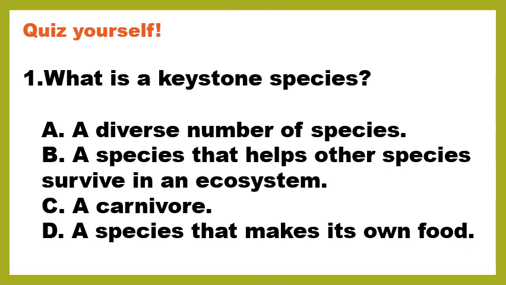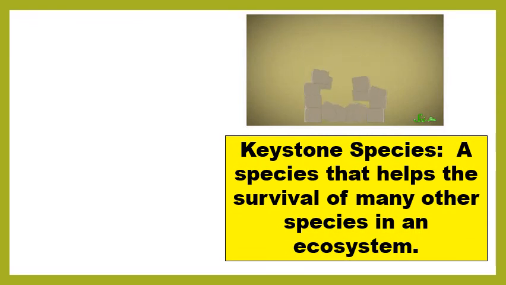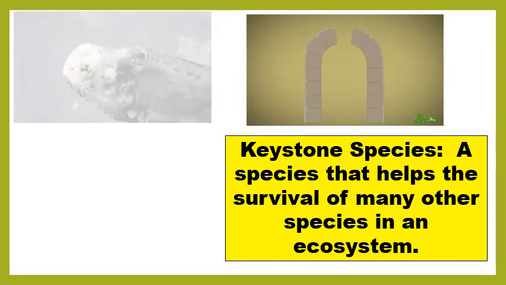So you got a 50-50 chance. And it is letter B. It is a species that helps other species survive in an ecosystem. So it's like a really important organism, because if it was not there, a lot of animals would also not be there. All right, let's review some keystone species we learned about yesterday.